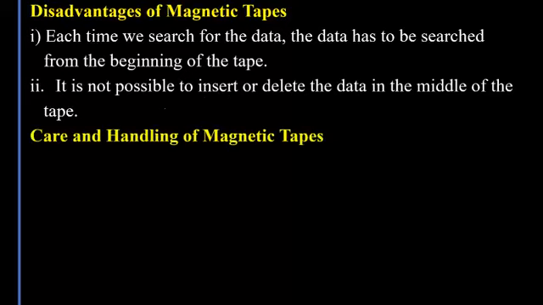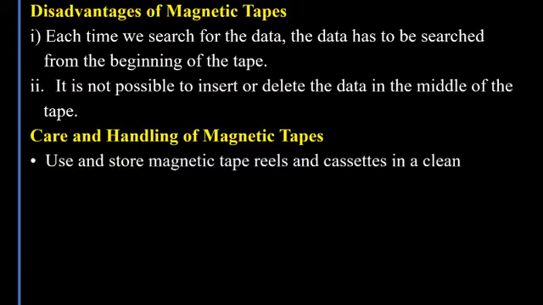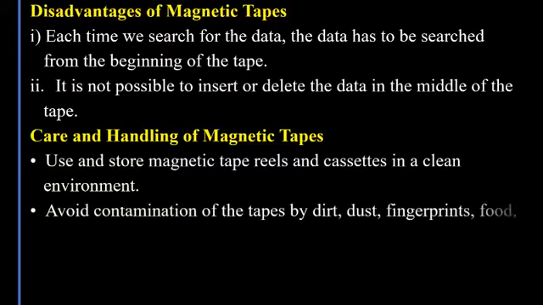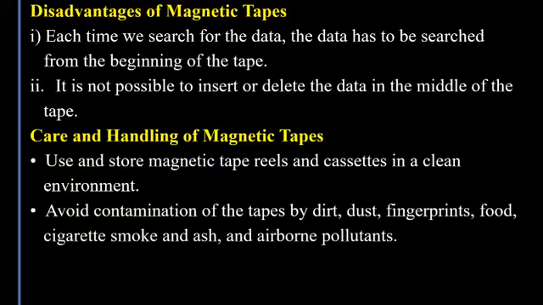Care and handling of the magnetic tape. Use and store magnetic tape reels and cassettes in a clean environment. Also avoid contamination of the tapes by dirty, dusty fingerprints, food, cigarette smoke, and ash and airborne pollutants. I think you should know that if you roll out the tape and expose it to all this kind of harshness, you will not find it working.